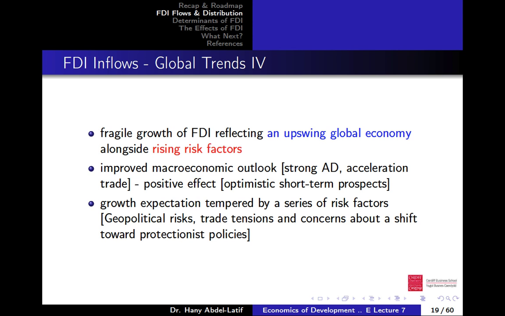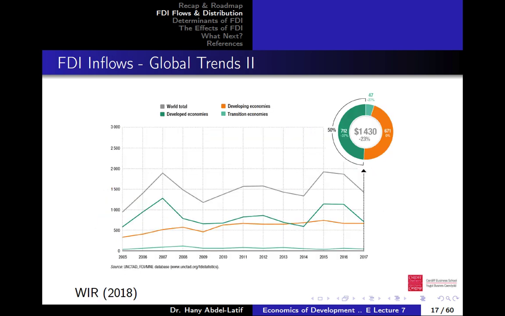Obviously, you have opportunities, you have a good macroeconomic outlook relatively compared to a few years back, but at the same time, you have risks. Those risks include geopolitical risk, trade wars, trade tensions, and concerns about shifting toward more protectionist policies. So the global economy offers opportunities, which is something positive for FDI or foreign investors. But at the same time, we have some risks that might slow down FDI flows. That might explain why you see this negative trend here.